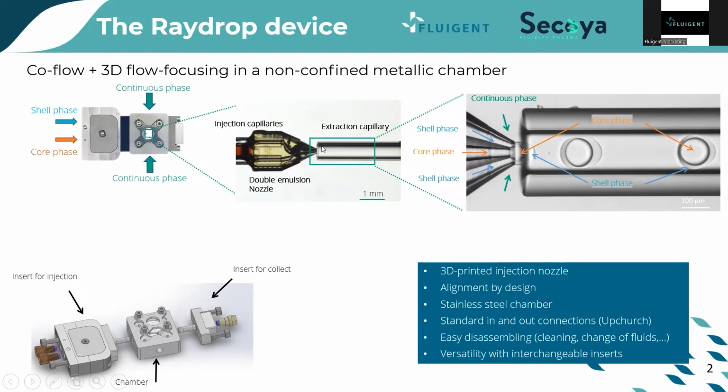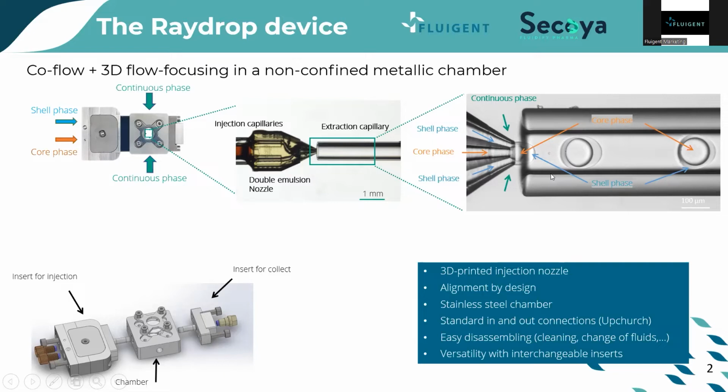If we focus a bit on the double emulsion nozzle and the extraction capillary, we can see that the double emulsion nozzle is composed of two nozzles, one nozzle in order to carry the core phase, and an external nozzle which carries the shell phase. And the idea is that we are going to regulate precisely the flow rate of the continuous phase inside the chamber, the shell phase, and then the core phase. And by a combination of specific flow rates for the three phases, we are able to generate double emulsion like this.